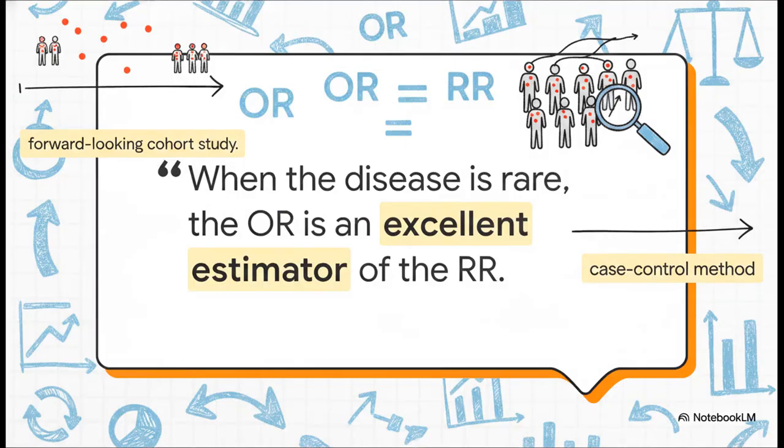This is the ultimate trick in the toolkit. It means that researchers can use the fast, efficient, backward-looking case control method to study a rare disease and confidently report their findings as if they had conducted a massive, forward-looking cohort study. For rare events, backward-looking odds perfectly mirror forward-looking risks.